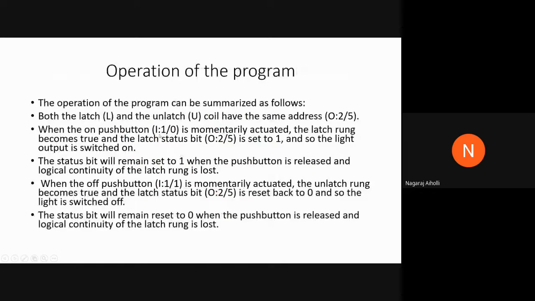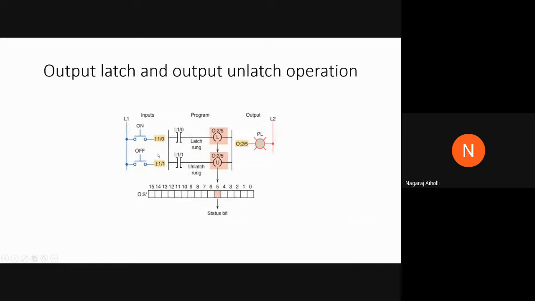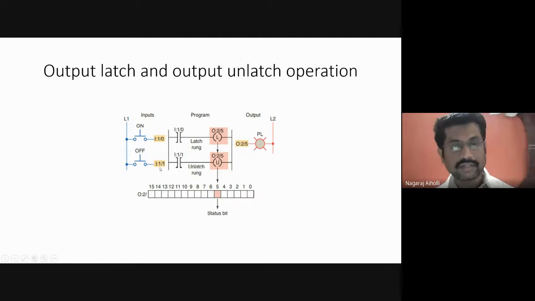When the on push button I:1/0 is momentarily actuated, the latch rung becomes true and the latch status bit O:2/5 is set to 1, and so the output is switched on. The push button is connected to I:1/0. I:1/0 means input image file, slot number 1, bit number 0. Then the next switch: I stands for input image, then 1 is for the slot, and 0 for the bit.